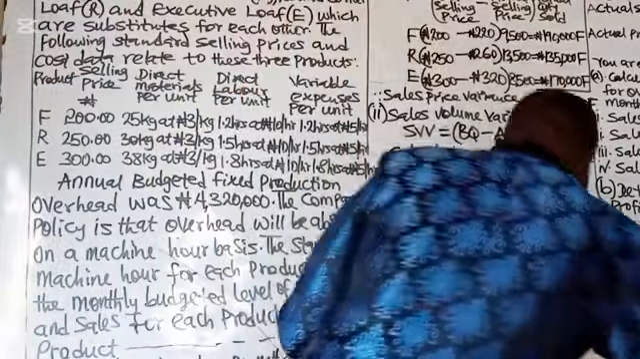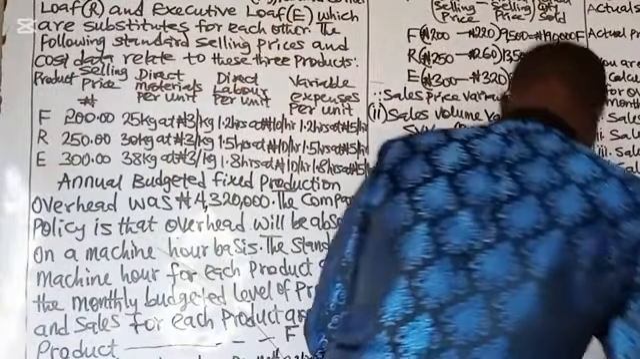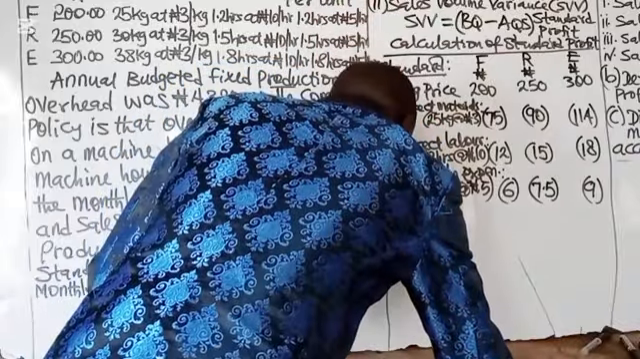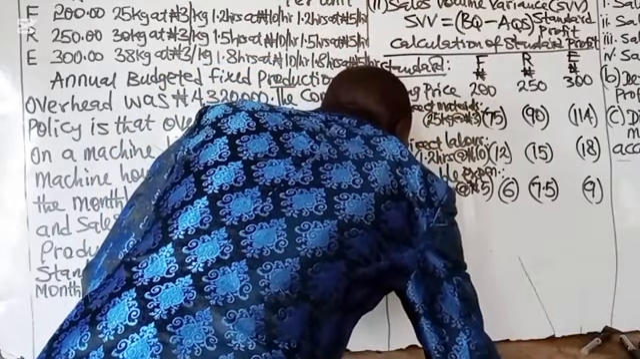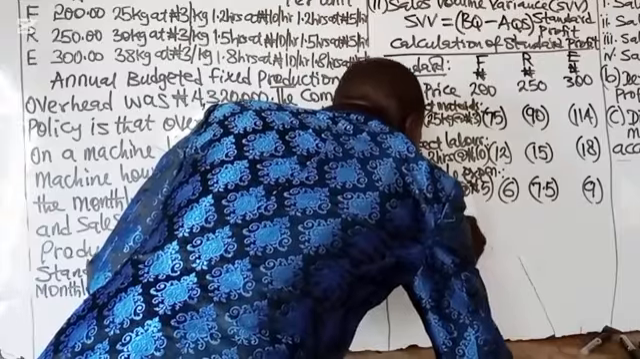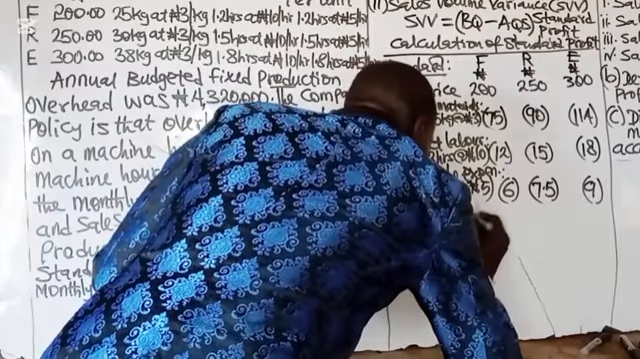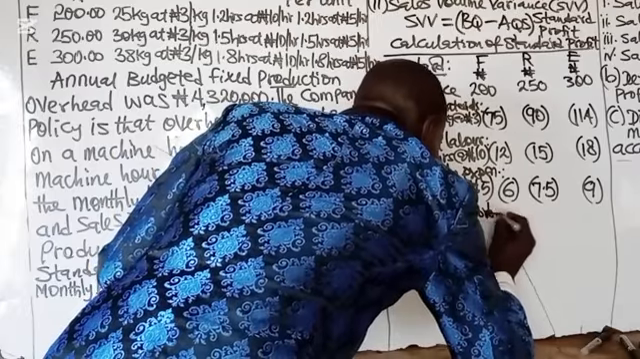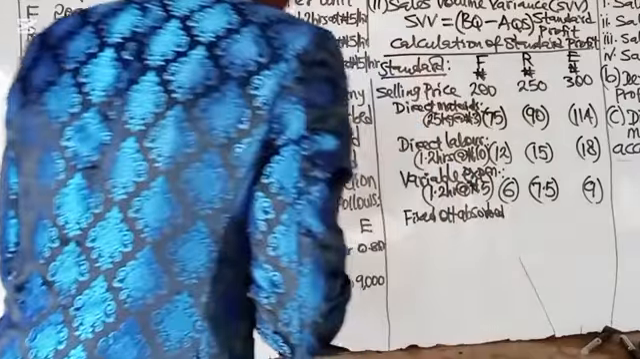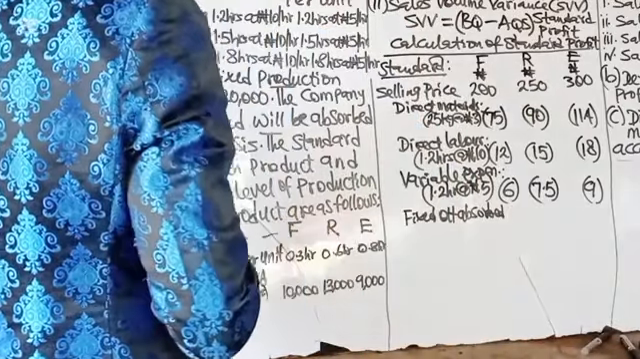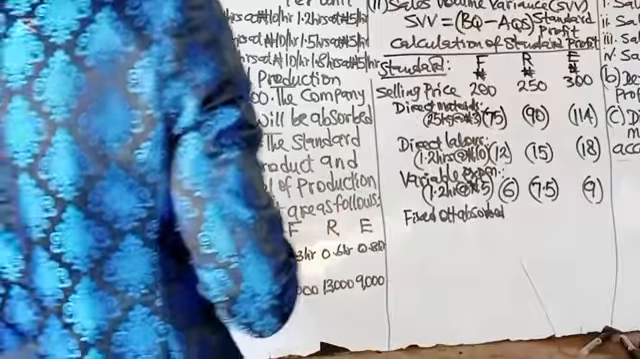That is 9 naira. We have fixed overheads absorbed. For this purpose, we will need a fixed overheads absorption rate.